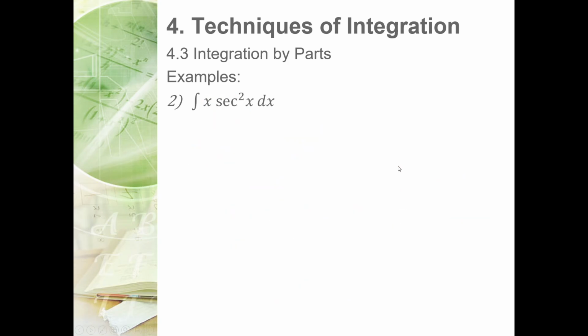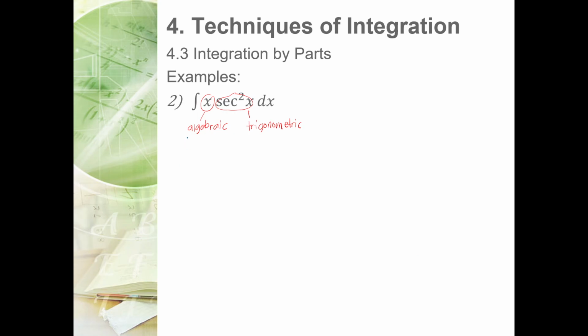Okay, so let's proceed with number 2. So this time we're going to have the integral of x times secant squared x dx. So again, if you're trying to determine the functions involved in the equation, you have here algebraic and then trigonometric function. So again, we're still going to use integration by parts because you have two different types of functions.